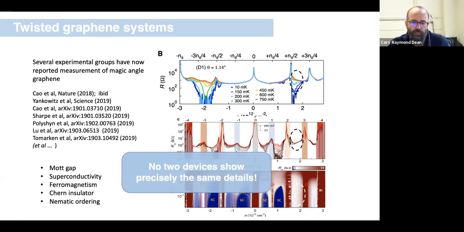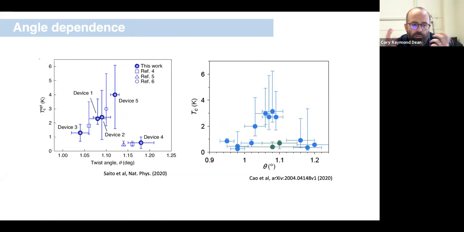So that being said, I just want to emphasize that, broadly, there are broad trends. Here are two plots that came out in papers in the past year showing some statistics of how the critical temperature associated with the superconductor varies as a function of angle measured across devices. And what you see is that, while there are exceptions to the trend, these green dots for example are outliers in the background. Roughly, in terms of superconductivity anyways, the critical temperature tends to peak very close to the magic angle and falls off away from that.